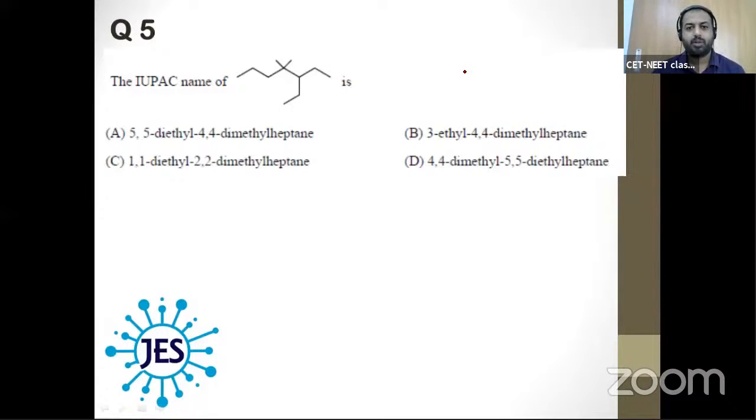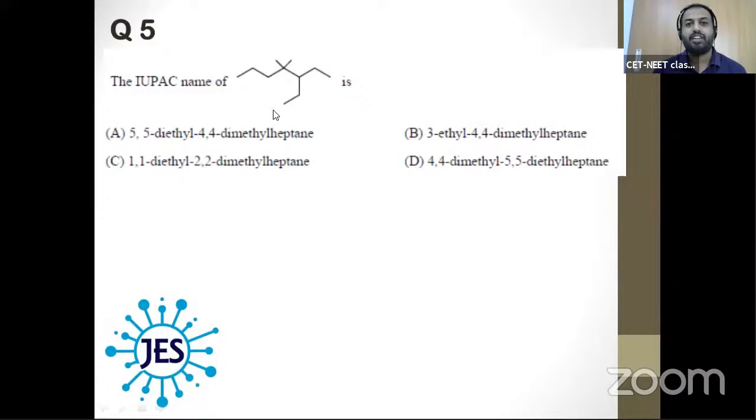Jambanna says B. Hussaini says D. So the options chosen are B, C, D. But the majority are going with B. We'll check that out. Let's look at the structure and start naming it now.